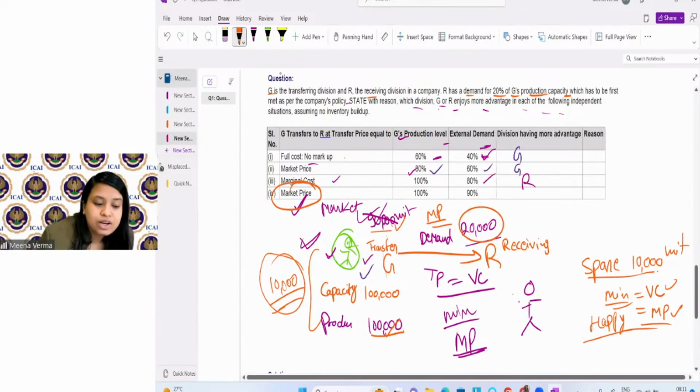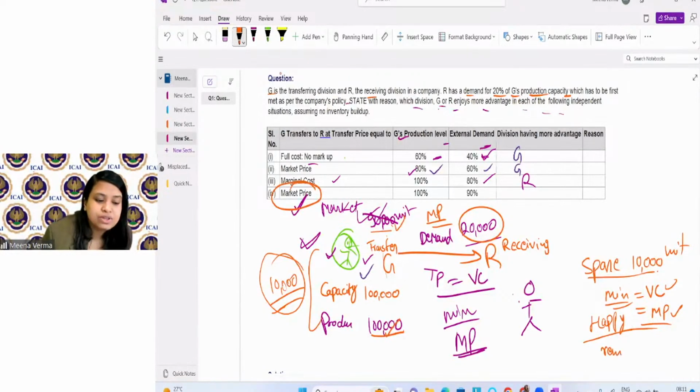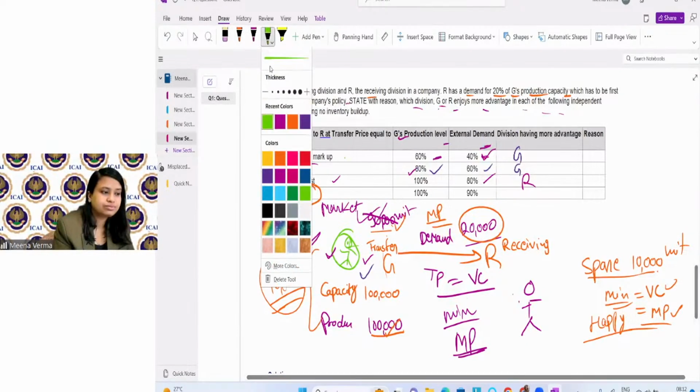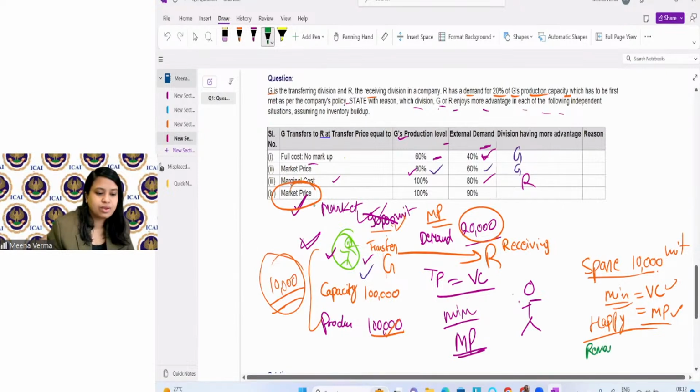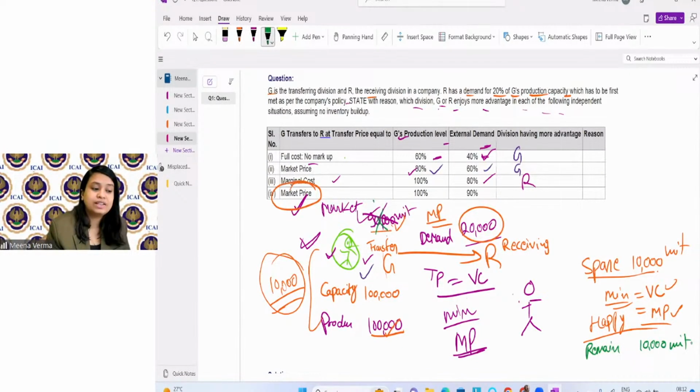Okay. For the remaining 10,000 units, because we have to transfer 20,000 units, what will happen? For the remaining 10,000 units, he has to interrupt his outside sale. So instead of 90,000, he can sell only 80,000 units. The remaining 10,000 units he has to transfer here, and the 10,000 spare units he will add, so the total will become 20,000 units.